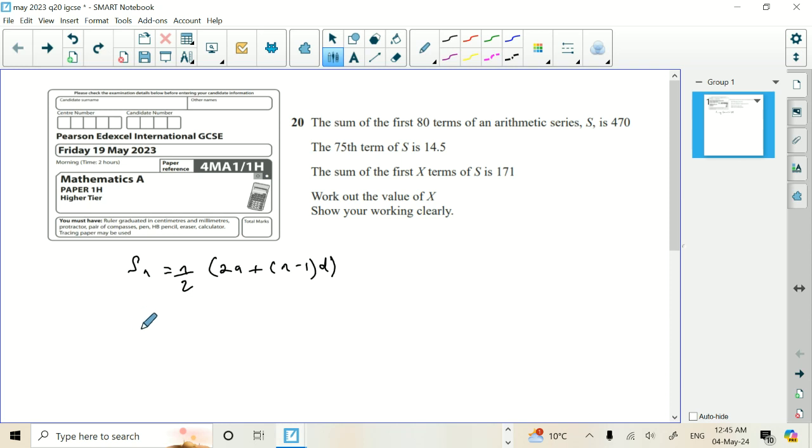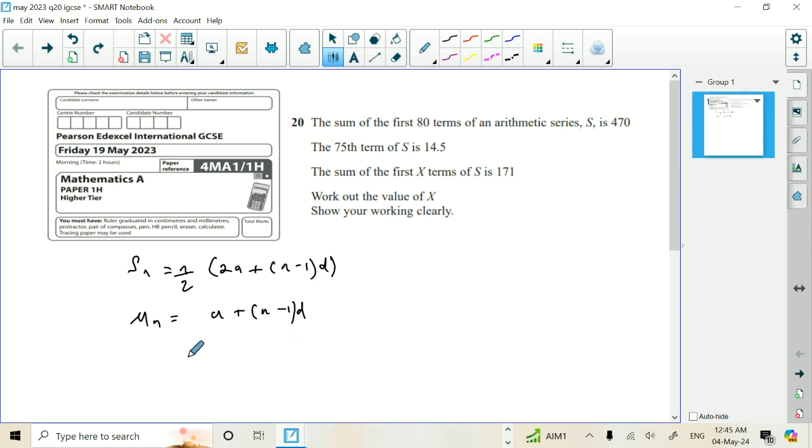What's not given on the exam paper, or in the formula sheet, is u_n is equal to a plus (n minus 1)d. You're expected to know this, and again, you should have used it enough in class to know.